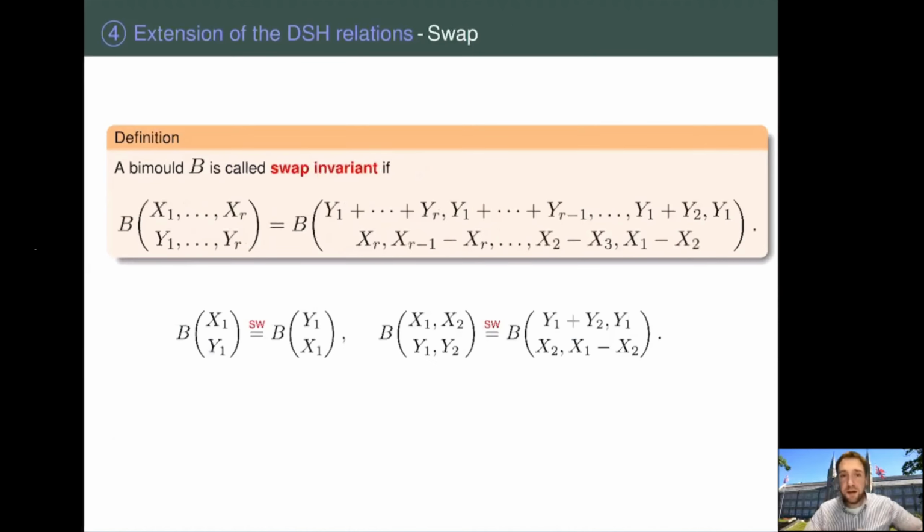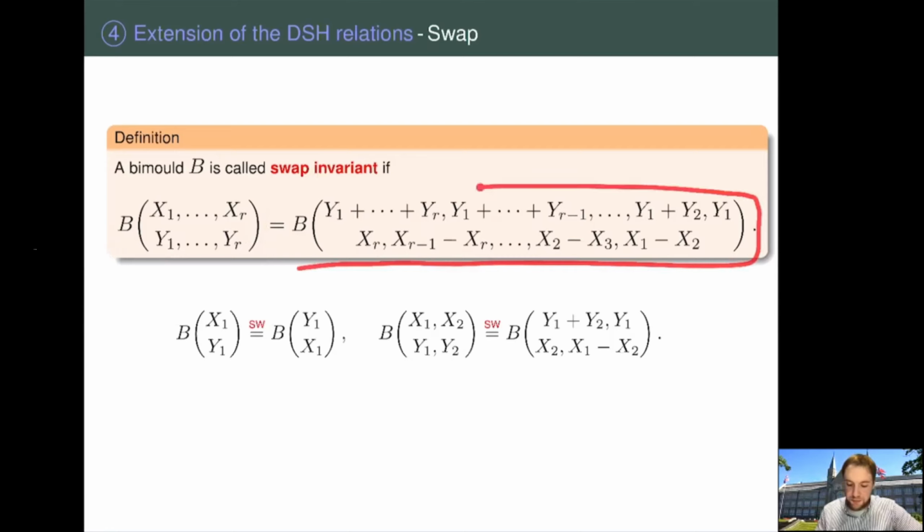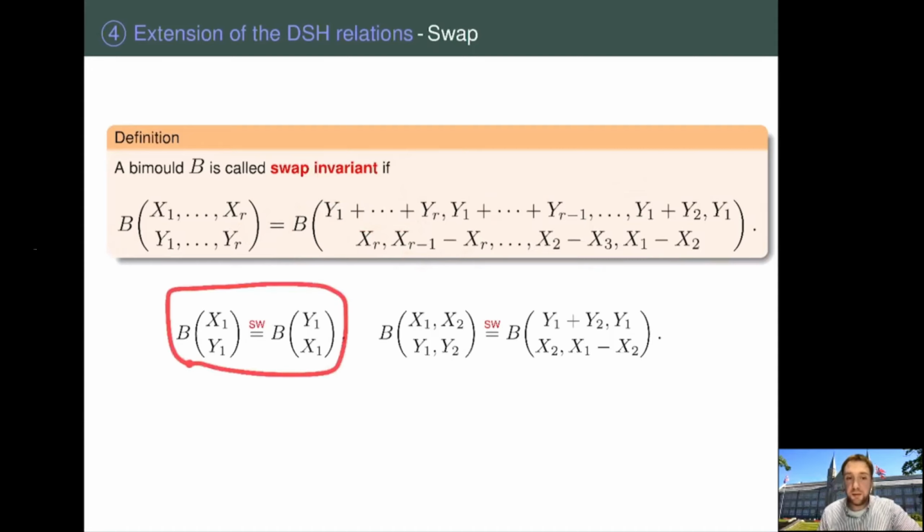So what we will define is when we call a B-mold swap invariant. And by the swap, which also appeared in the last talk, we mean the following. If I take this B-mold here in depth r, then the swap is this here, which looks maybe scary at the beginning, but this can also be interpreted in a nice combinatorial way. And basically, it changes the x and y's and somehow includes the sums and differences. But for example, in depth 1, this just means that this B-mold is symmetric in x and y.